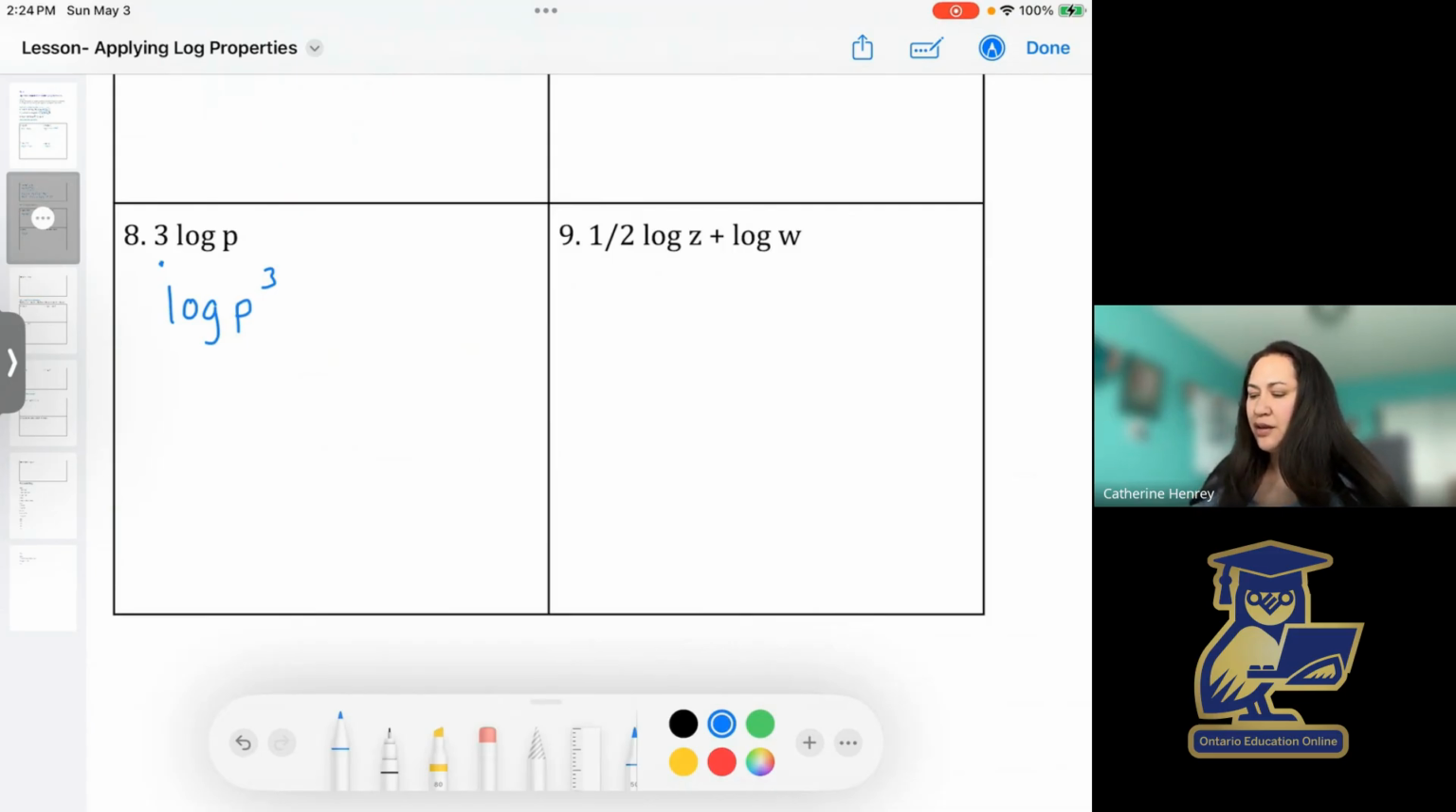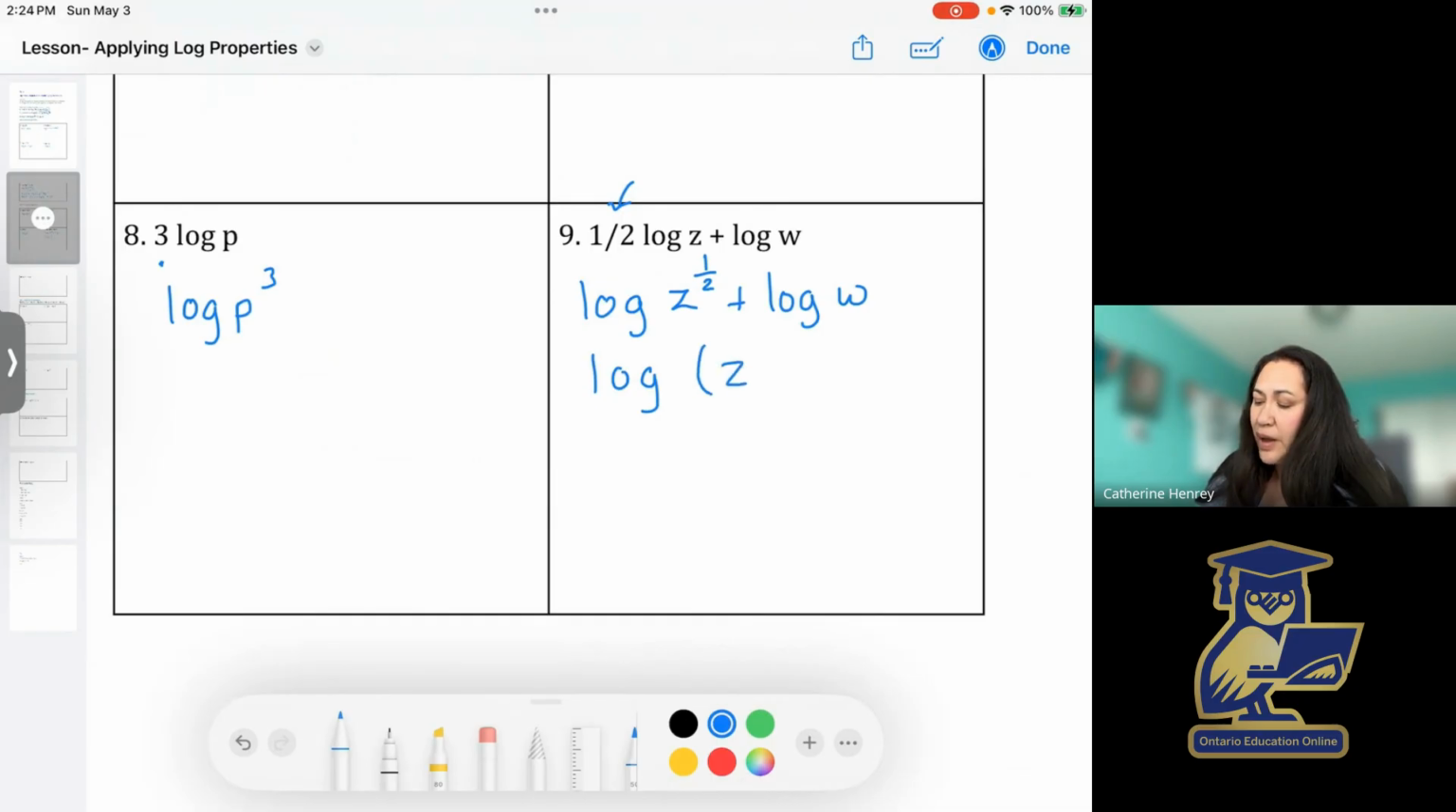Similarly, for 9, we have a coefficient here of 1/2. So we're going to move that back to the log of z to the power of 1/2 plus the log of w. Didn't do anything with that. But now we have addition, so we're going to use our product property. And so we'll have the log of z to the power of 1/2 times w.